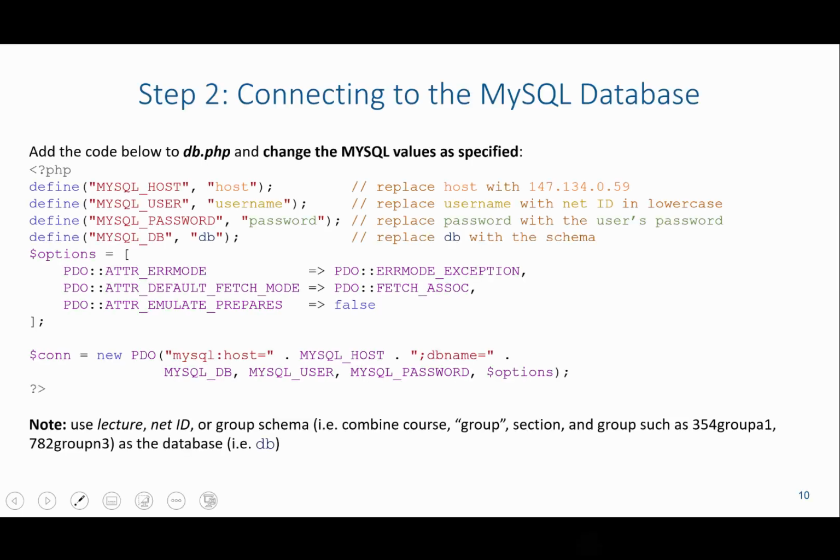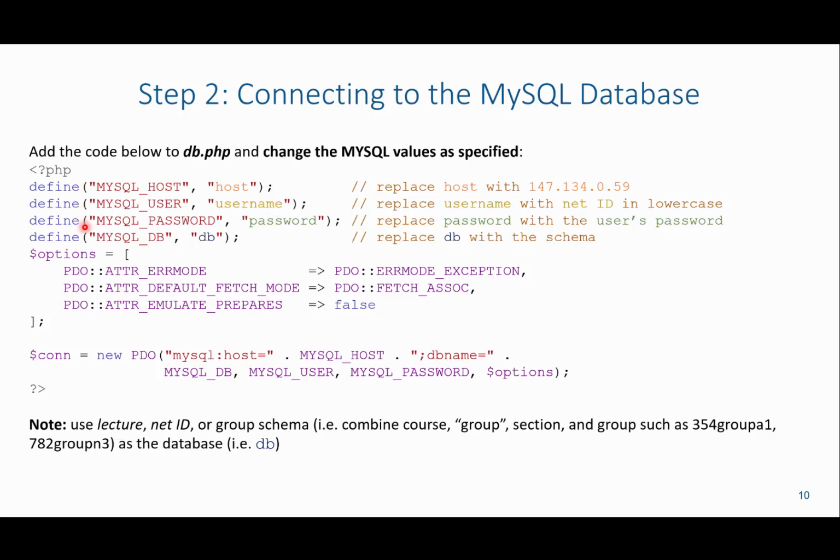So the next thing we're going to discuss is how to actually connect to a MySQL database. So we will create a new file called db.php, and then we'll change the MySQL values as specified over here on the right. So over here in our PHP code, the first 4 lines we can see here are to define a variable. So we're going to define 4 variables.